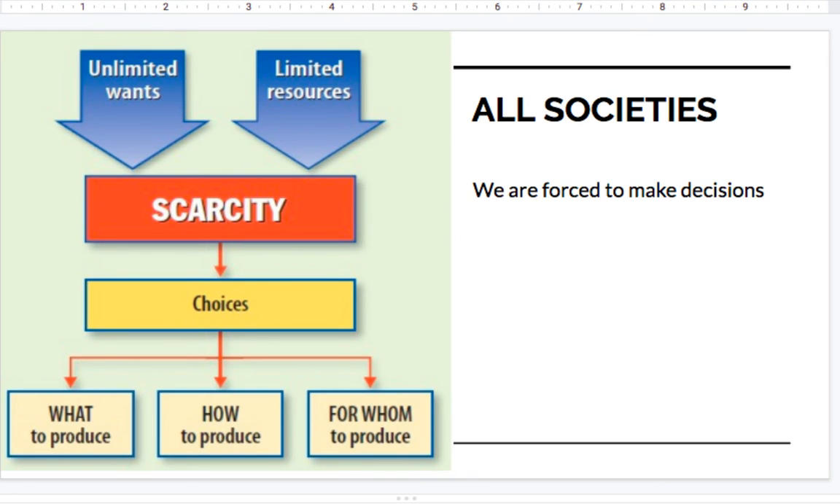So because of scarcity, we're forced to make choices. We're forced to make choices as a person. We're forced to make choices as a government or society. And those choices, again, are what, how, and for whom. Meaning that if we only have enough water to go around, who is going to get it first? How are we going to get it there? And what are we going to produce with that? Other examples might be if we're looking at a natural resource like iron. What are we going to use it on? How do we prioritize what we make? Think about times of war. How do we choose what we're going to produce, how we're going to produce it, and for whom are we going to produce?